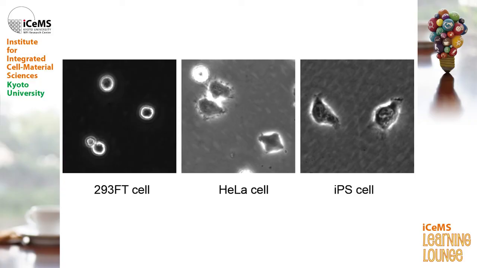Okay. And these images are the same cells as in the previous slide. Left images are 293FT cells detached from the surface of the culture dishes. And middle and right images are HeLa cells and iPS cells cultured at low density, respectively. As you can see, these images are very different from those in the previous slide. So, the morphology of the cells depends on the culture condition.